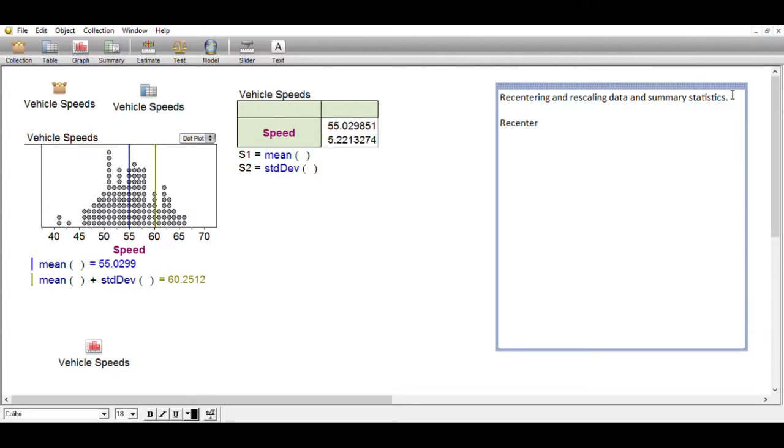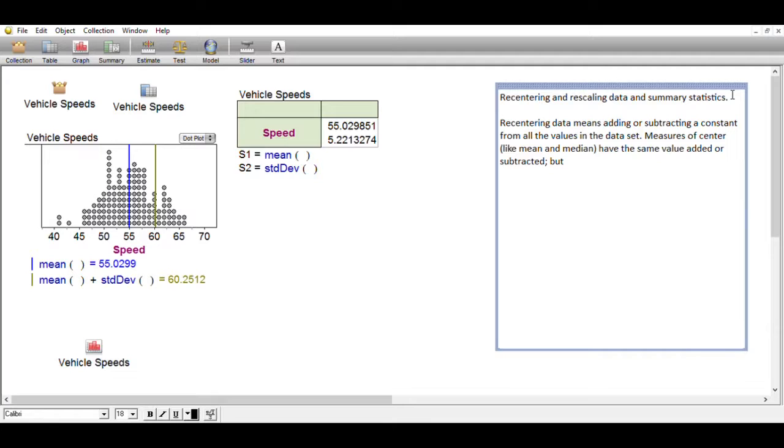Recentering data means adding or subtracting a constant from all the values in the data set. Measures of center, like mean and median, have the same value added or subtracted.